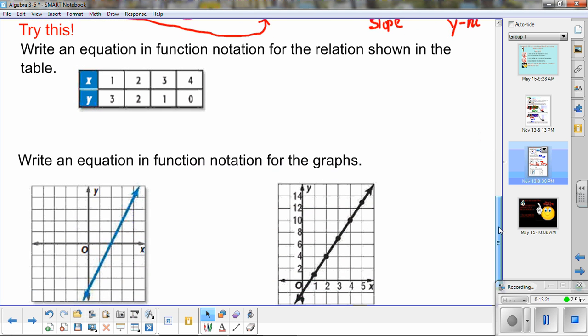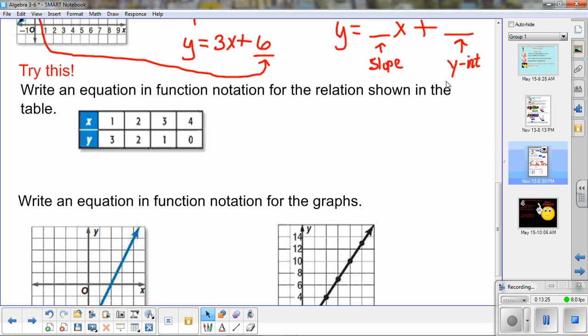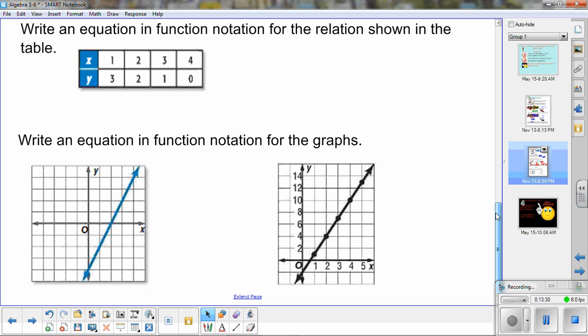All right, we got a few to try on your own. I'm going to put this down so you can see this. Actually, I'm not, because it won't fit. Write an equation in function notation for the relation shown in the table.